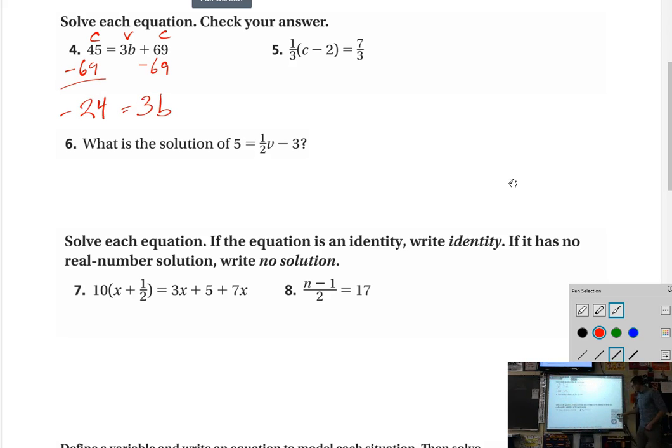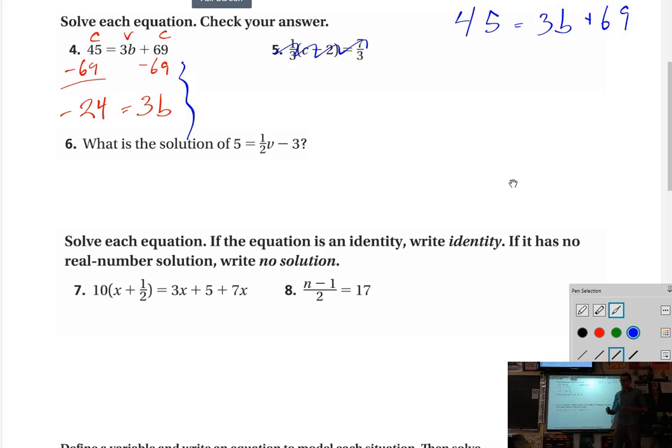Now the other way that I could do that, I guess I'm going to do it in blue. Ignore number 5, but I'm going to move over here. 45 is equal to 3b plus 69. Now, this is a little bit longer, but some people like it because you keep your constant values positive. If I move my variable value over to the other side, I do that by subtracting 3b. So yes, this does become negative, but watch the process that happens.